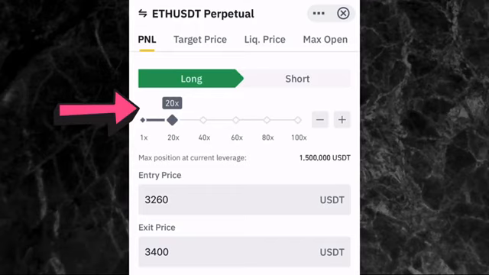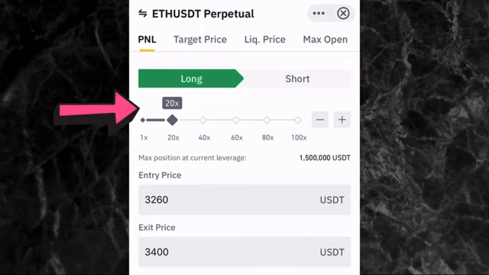Now let me show you what leverage means. So let's say, for example, I'm using 20x leverage for this trade. Now if this asset ETH should move up by 1%, we are going to make 20% profit. If it will move up by 10%, you are going to make 200% profit. If it will move up by, let's say, 50%, we are going to be making 1000% profit. So that's actually the power of leverage.